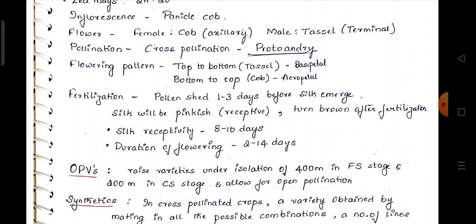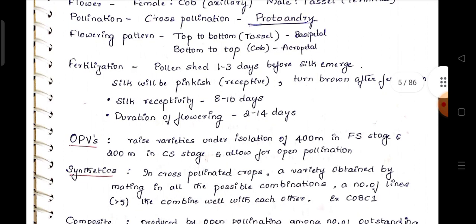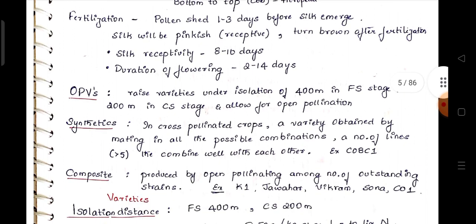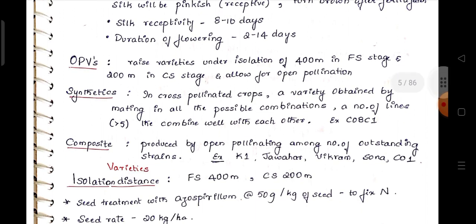Fertilization in maize: pollen is shed 1 to 3 days before silk emerges. Silk will be pinkish and receptive, and turns brown after fertilization. Silk receptivity is 8 to 10 days, whereas the duration of flowering is 2 to 14 days. Open pollinated varieties: raise varieties under isolation of 400 meters in the foundation seed stage, and 200 meters in the certified seed stage, and allow open pollination.